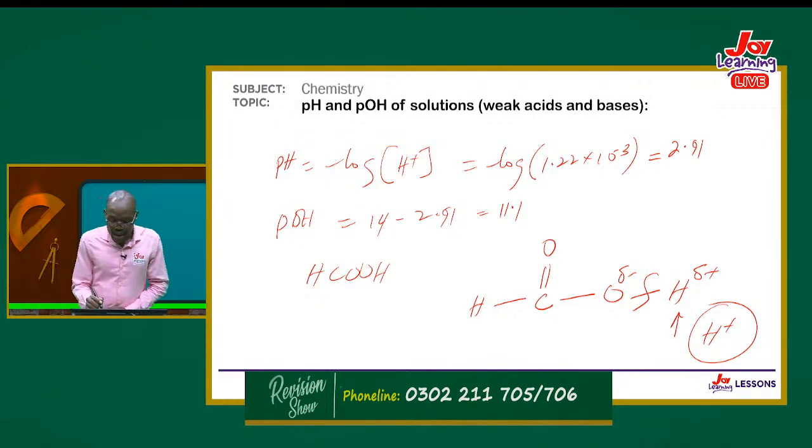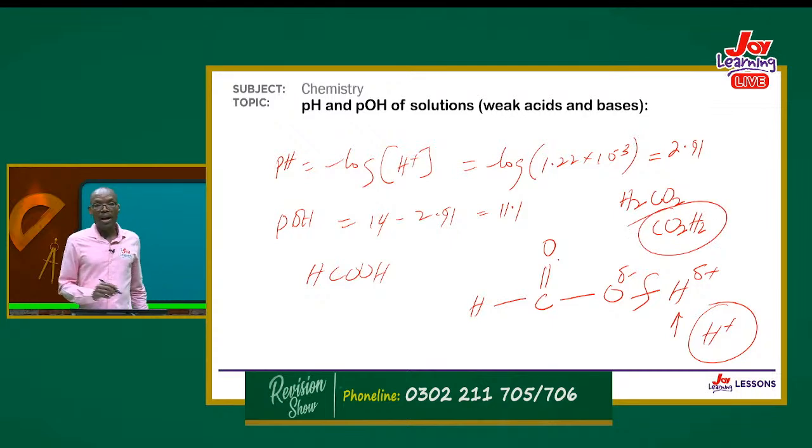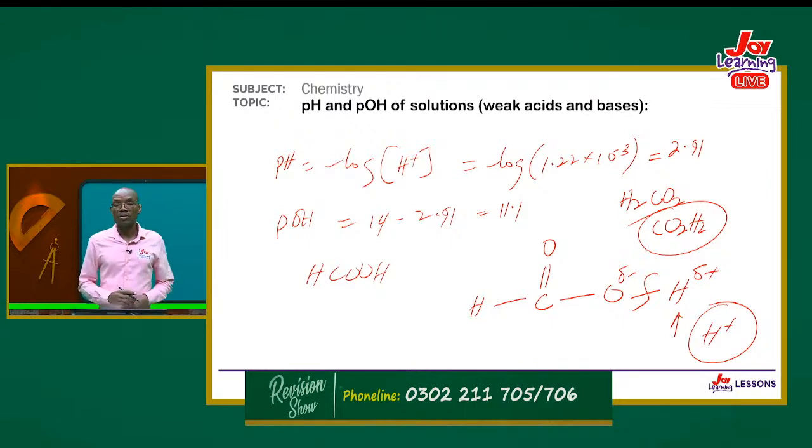Now, if it is written like this, H2CO2 or CO2H2, ask yourself, how many hydrogen atoms are bonded directly to the oxygen atom? If it is 1, it will release 1 mole of H plus ion in solution. So the basicity is 1. If it is 2, then it will release 2. So basicity is 2 and so on and so forth.